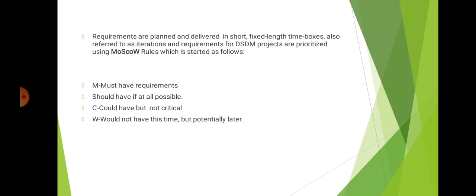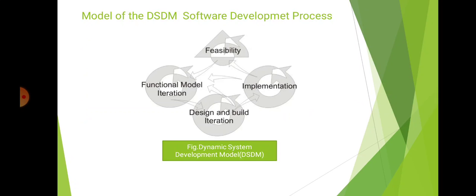Then the model of the DSDM software development model. Here it has some activities: feasibility, implementation, design and build iteration, and functional model iterations. These start from the feasibility study, then go to the functional model iteration, then design and build iterations, and finally implementation.